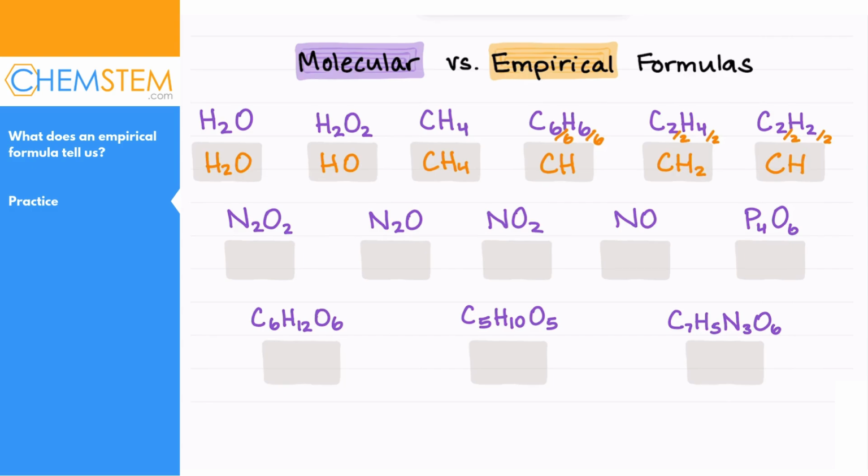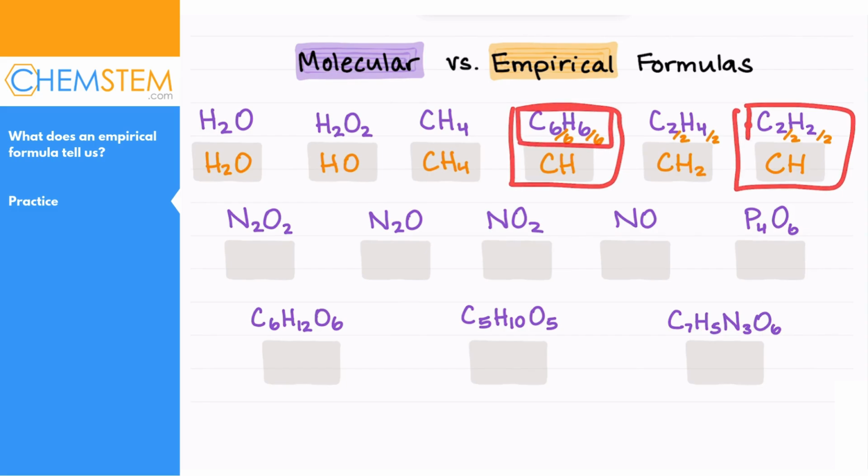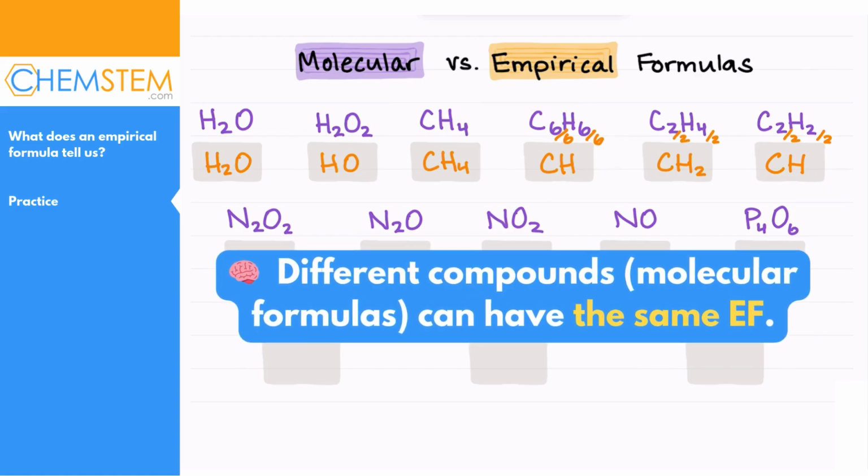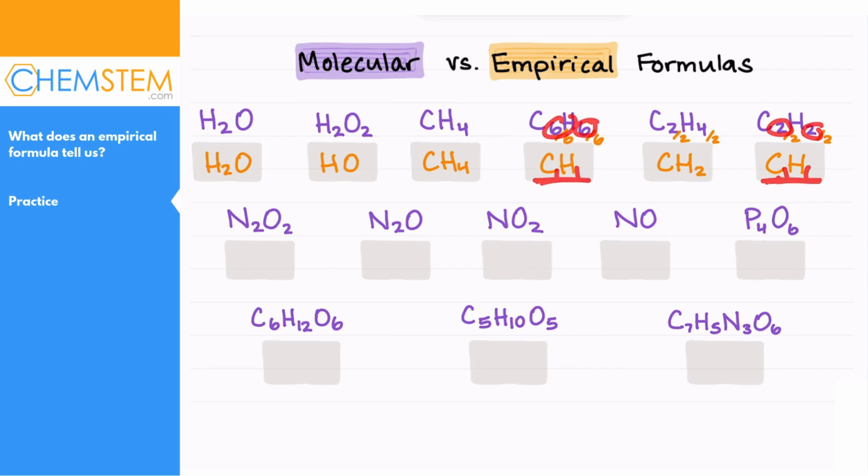Here's something important though. These compounds are not the same, the molecular formulas are not the same, but the empirical formulas are the same. So it's important to note that different molecular formulas can have the same empirical formulas if they still happen to reduce to the same ratio. So this is 6 and 6, which reduces to 1 and 1. And this is 2 and 2, which also reduces to 1 and 1. So these empirical formulas match, even though the molecular formulas don't.